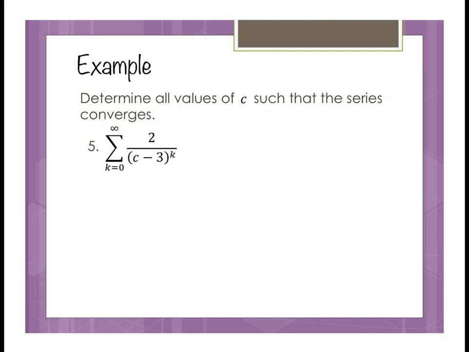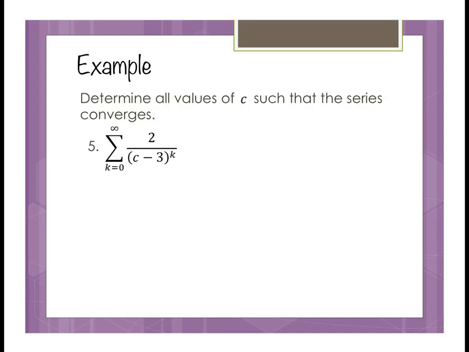On this one, we've got a C value, if you will. There's a C inside of our sequence formula. And our summation goes from k equals 0 to infinity of 2 over c minus 3 to the k. And the directions say to determine the values of c so that this thing will converge. Okay? So what kind of sequence or series do we have here? Geometric. It's geometric, right?